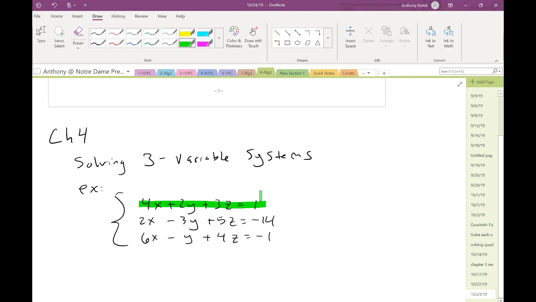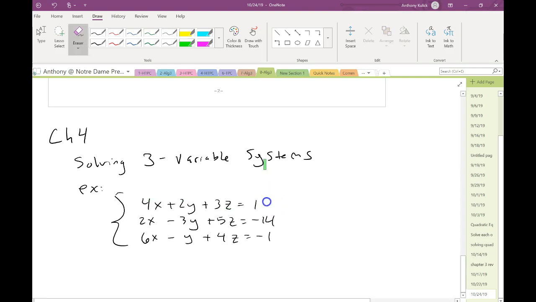So if I graph in one variable, you get a point. If you graph in two variables, you get a line. If you graph in three variables, you get a plane, basically. So graphically, I'd be looking for the intersection of three planes, which is not that easy to conceive of, what that would even look like graphically.